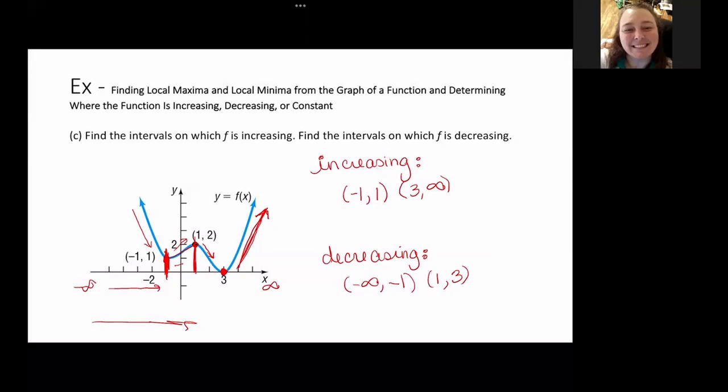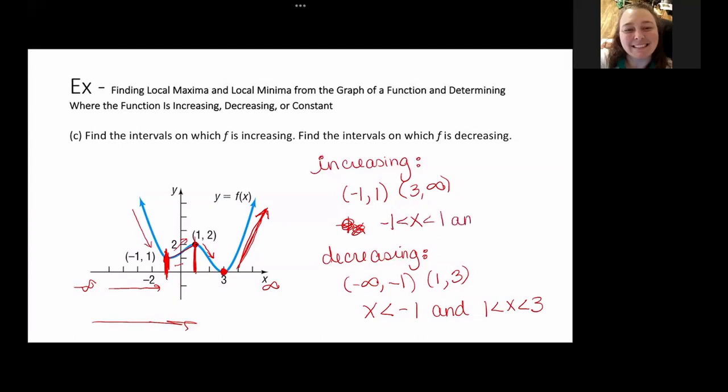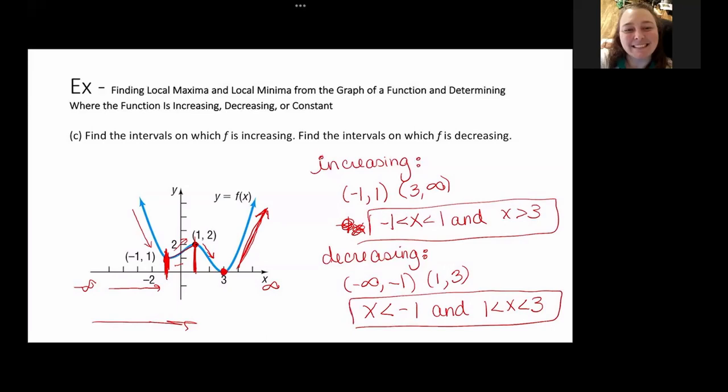Now I can also write that in the other format by saying x is less than -1, and x is between 1 and 3, for decreasing, and for increasing, x is between -1 and 1, and x is greater than 3. That's how I tell where it's increasing and decreasing.